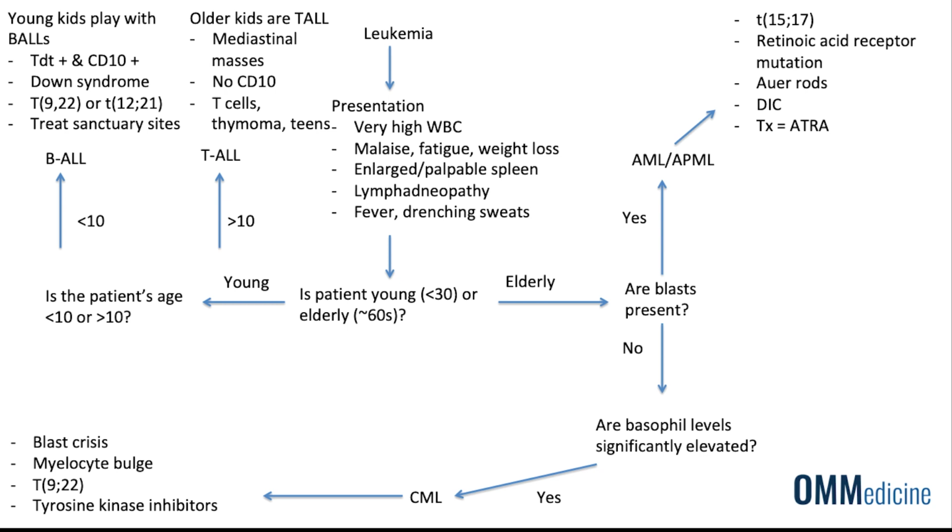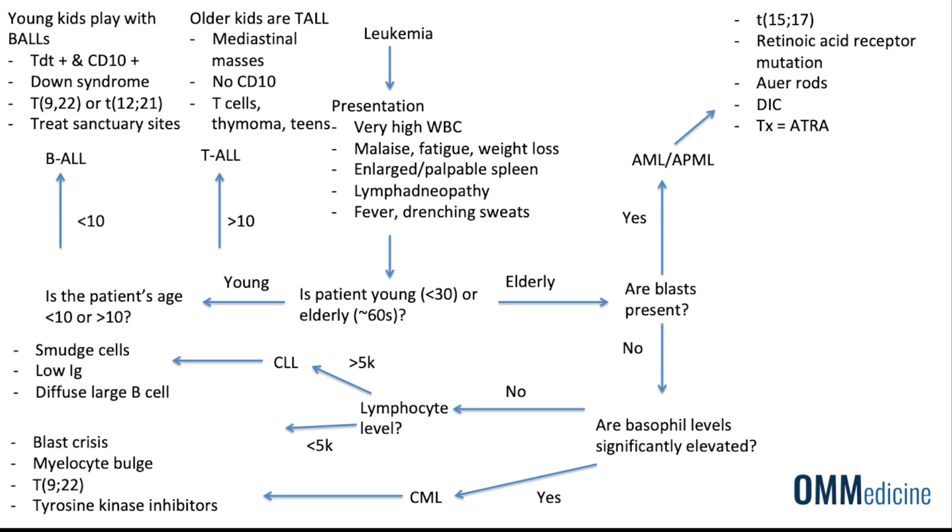Now, if we have an elderly patient who does not have many blast cells and their basophil levels are not significantly elevated, we then need to ask ourselves, what is the lymphocyte level? And if the lymphocyte level is greater than 5,000, we're probably dealing with CLL, and if the lymphocyte level is less than 5,000, we're probably dealing with SLL, which is just a variant of CLL and is really just determined by the number of lymphocytes present, as we just mentioned.